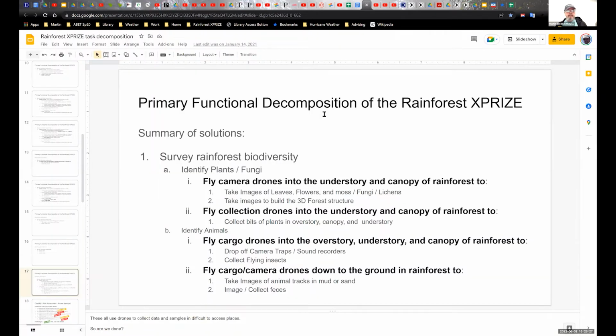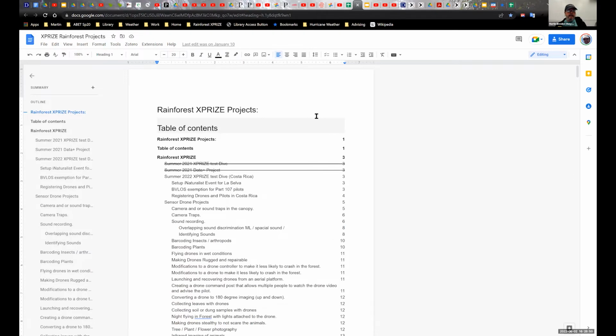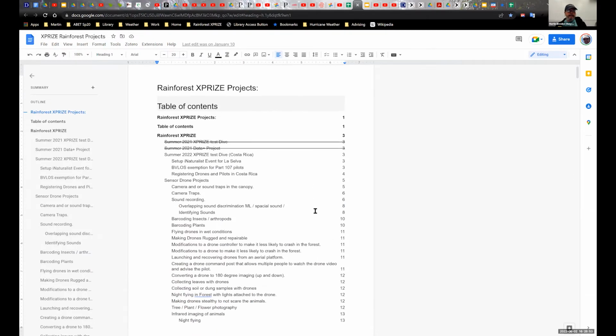I spent a lot of time, actually funded by a grant, to decompose the Rainforest Challenge into individual pieces that could be manageable by students. Mostly taking classes, actually, is how we do this. And they all revolve around flying drones into the understory and canopy of forests to measure things, collect stuff. These are all things that we're doing for the competition. This yielded a whole lot of projects.